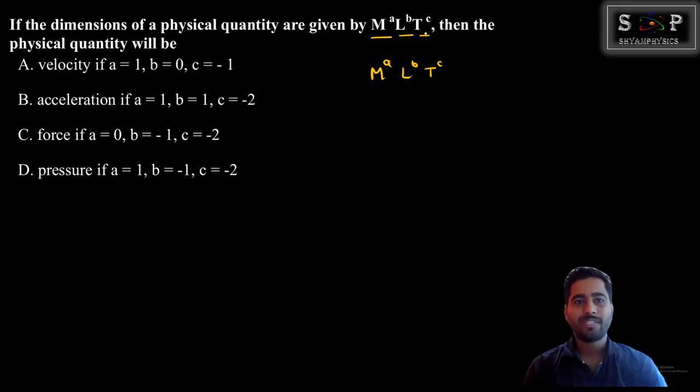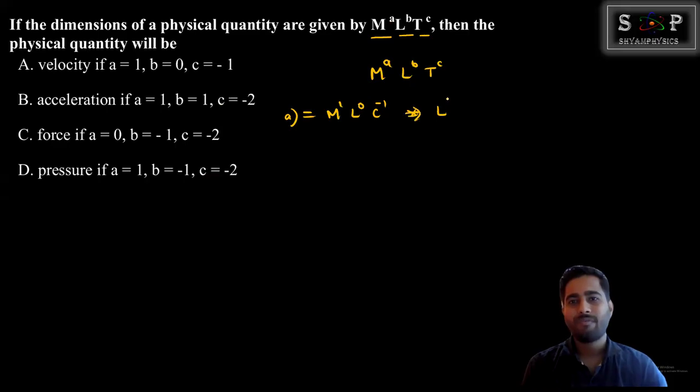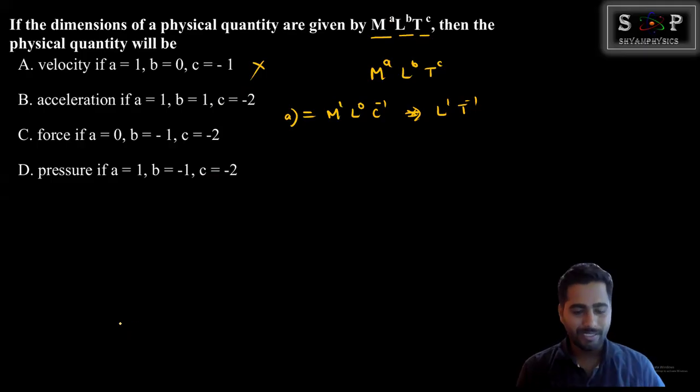Next. The dimensions of a physical quantity are given by M to the power a, L to the power b, T to the power c. They gave four physical quantities. We need to substitute the values and check which physical quantity will match. First option I will check: M to the power a means 1, L to the power 0, T to the power minus 1. They said velocity. No, for velocity it is L to the power 1, T to the power minus 1. So it is wrong.